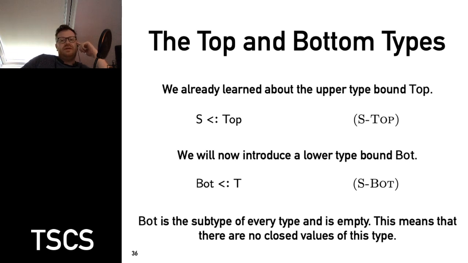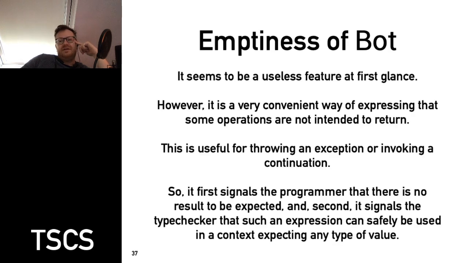So we already learned the type Top. Let's now introduce also a lower type called Bottom. And Bottom is the subtype of every type, and it is empty. That means you don't have any closed values of this type. So no value can actually take that type Bottom. So it's a rather academic thing. This seems to be absolutely useless at first glance.